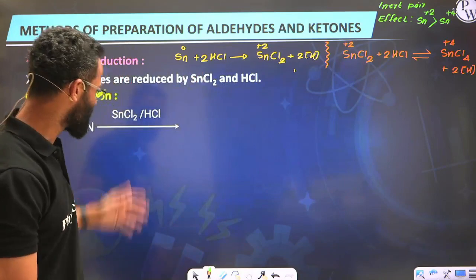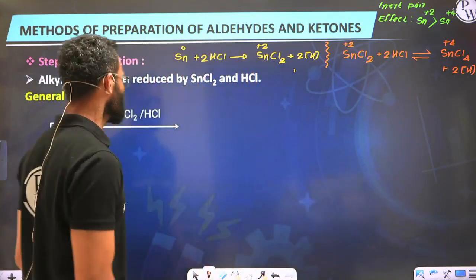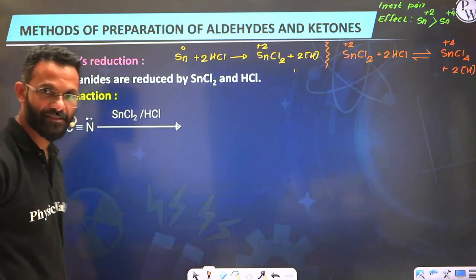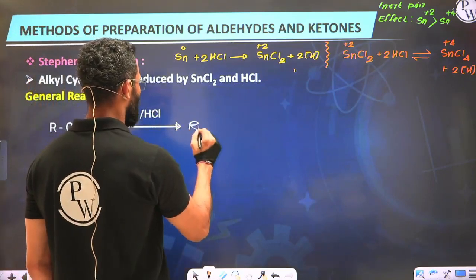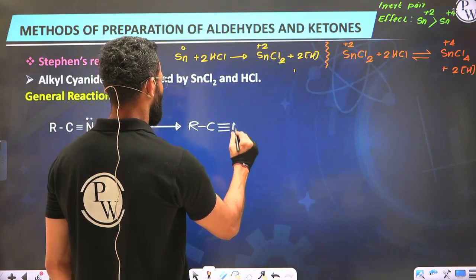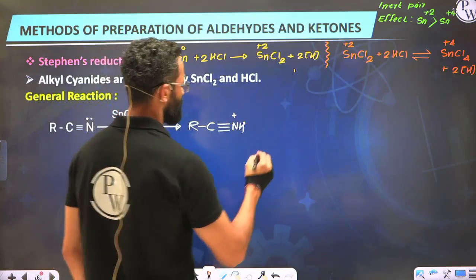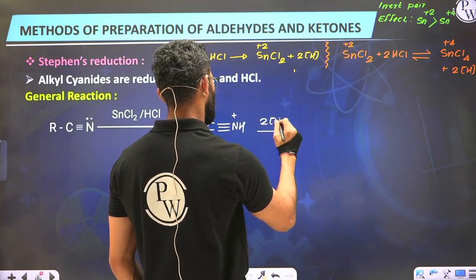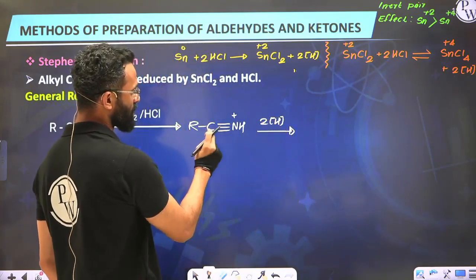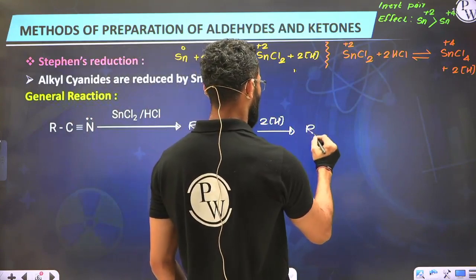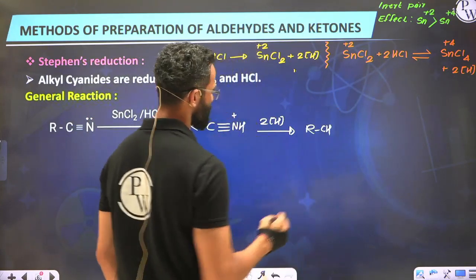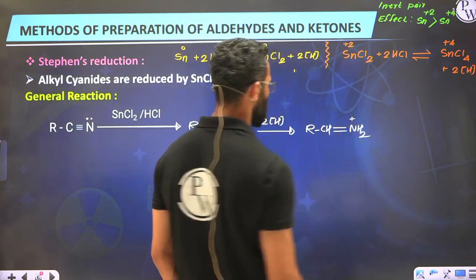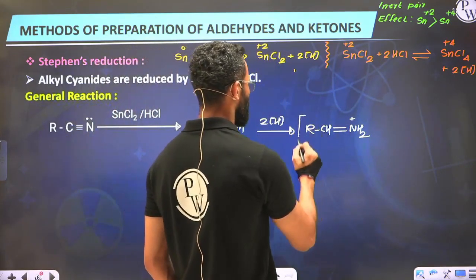Alright. So just for the understanding, look at this, guys. Since the conditions are acidic, let's say the lone pair of this nitrogen attacks H+. So you will be getting RC triple bond NH+. Now this, upon reaction with SnCl2 plus HCl, which produces 2 nascent hydrogens, let's say these 2 nascent hydrogens added symmetrically across the carbon-nitrogen triple bond. So we will be getting RCH double bond, earlier it was NH, now you added one more H, so this will become NH2+. So this is what has been obtained.